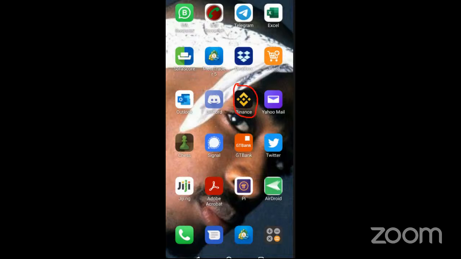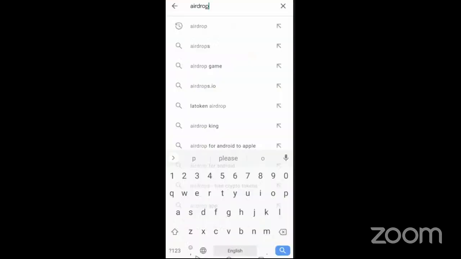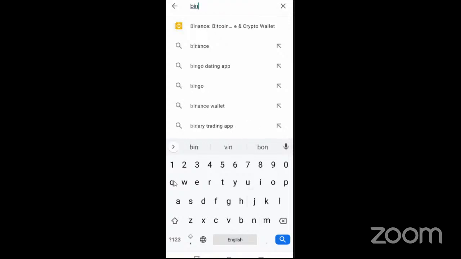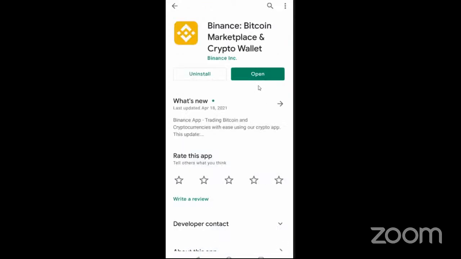Binance installed on my phone. But if you don't have Binance on your phone, you can just quickly go to the Play Store and search for Binance. So right there, you just search for Binance, and you'll see it, Bitcoin and cryptocurrency e-wallet, and then you click on install. But for me, I've already installed it.